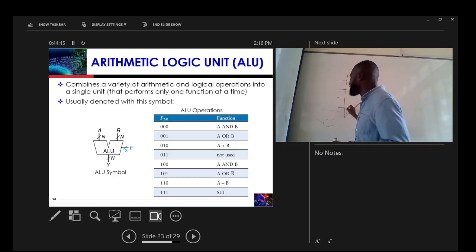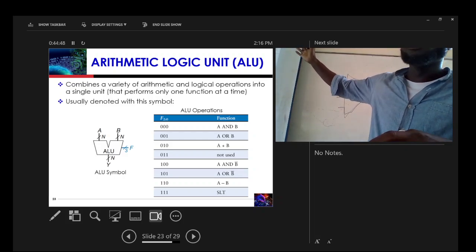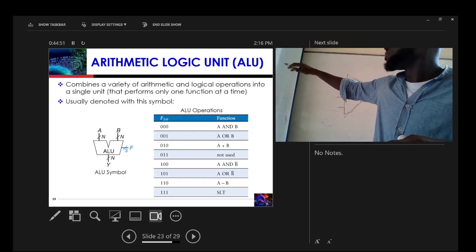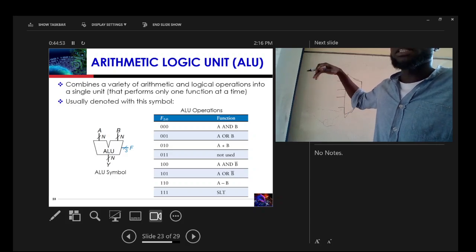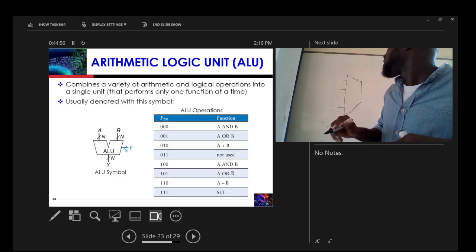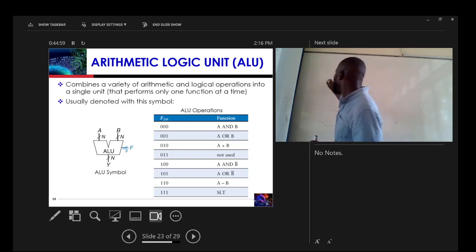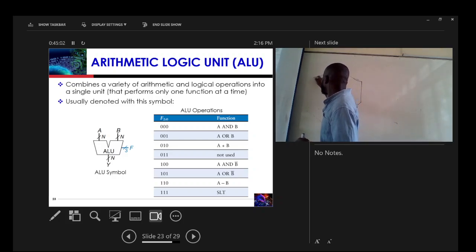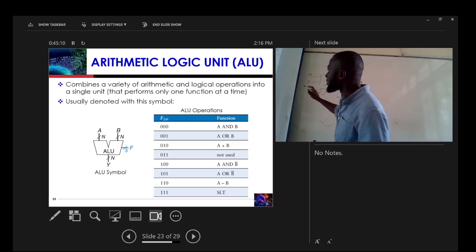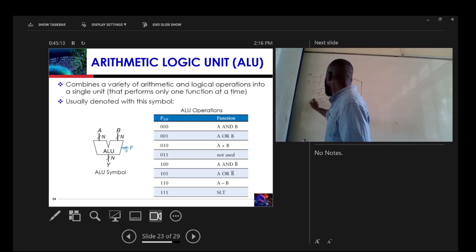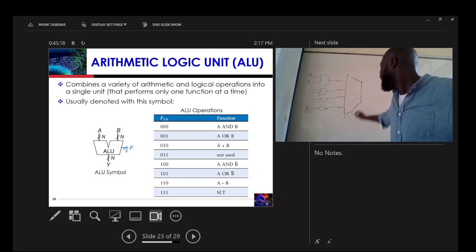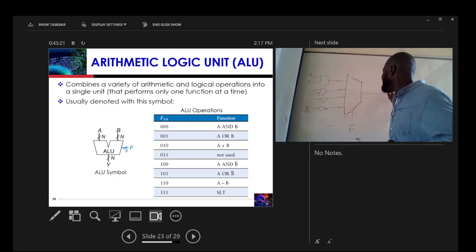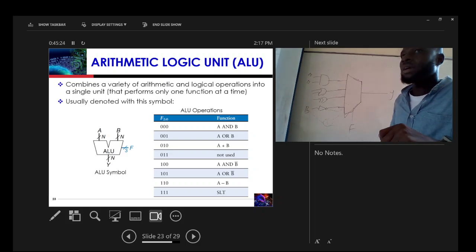So if you have different options to choose from, I can do AND, OR, XOR, NOT, whatever. So I can now connect my gates here. My first one is AND, so I can connect an AND gate here, with inputs A, B. I can connect an OR gate, an XOR gate, and an inverter here. This is P, and this is my F, and this is the output bar.